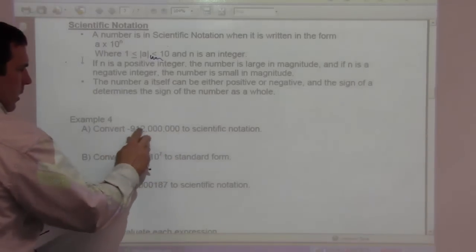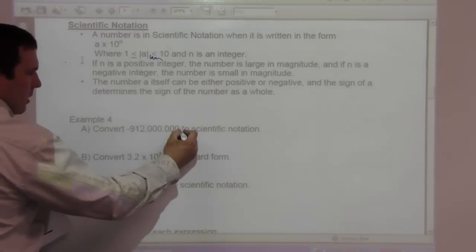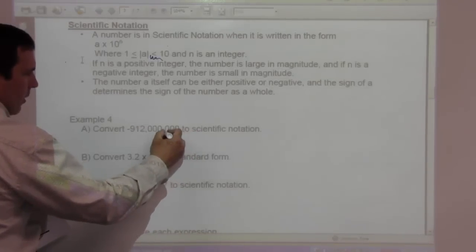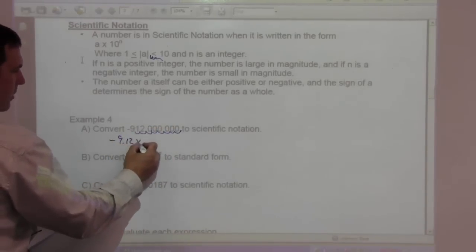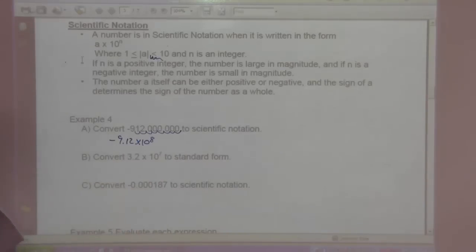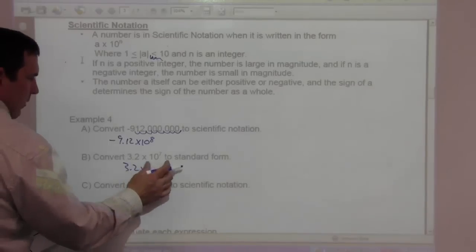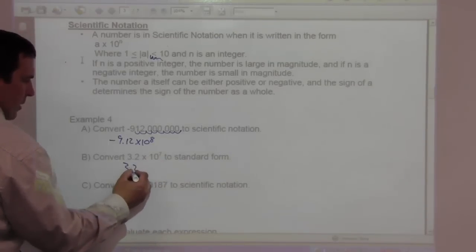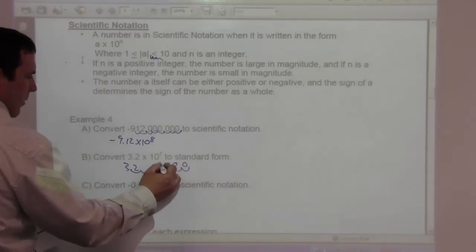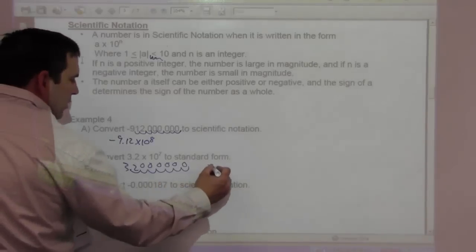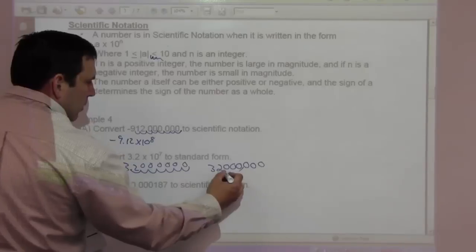So to convert negative 912 million to scientific notation. There's no decimal showing, it's behind the last number. Move it 1, 2, 3, 4, 5, 6, 7, 8. So it's negative 9.12 times 10 to the 8th power. Put in standard form, 3.2 times 10 to the 7th. So we're going to move it 7 places, 1, 2, 3, 4, 5, 6, 7. I put zeros in those empty places. So it's 3,200,000. 32 million.